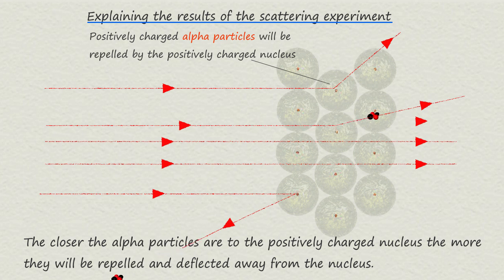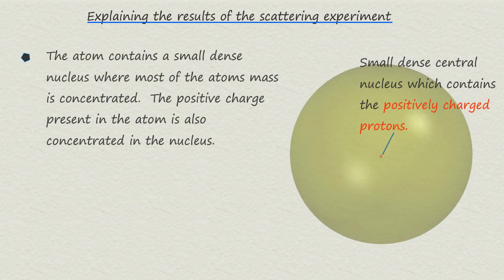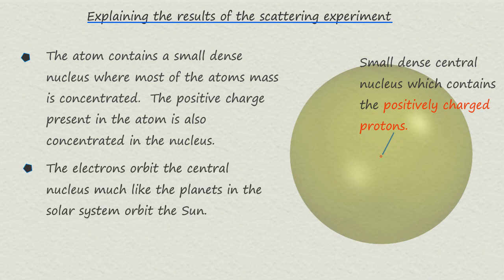Based on these results, Rutherford suggested a new model for the atom to replace the plum pudding model. In this new model of the atom, there was a small central nucleus where the positive charge was concentrated, and the electrons were orbiting around this nucleus, much like the planets orbit surrounding the Sun in our solar system.